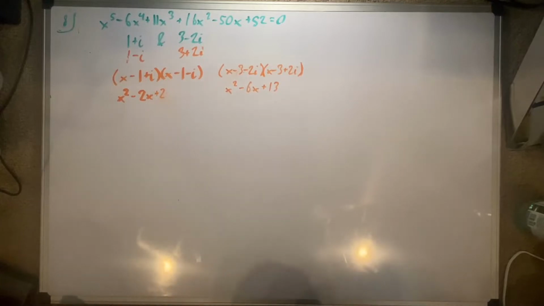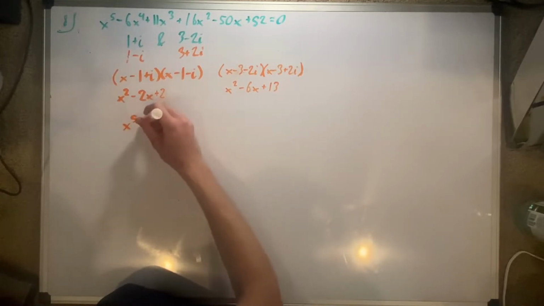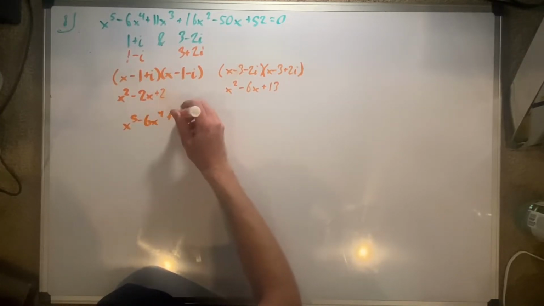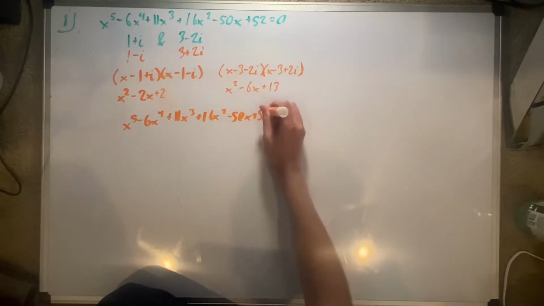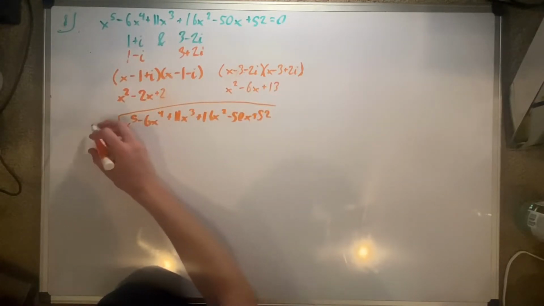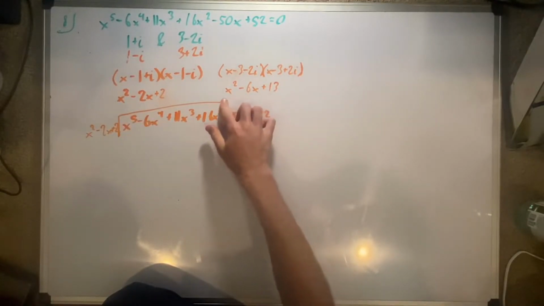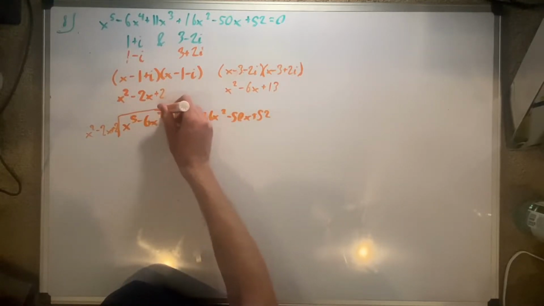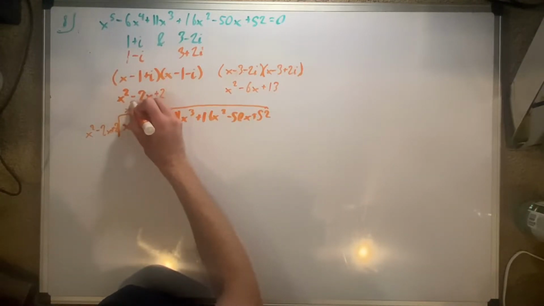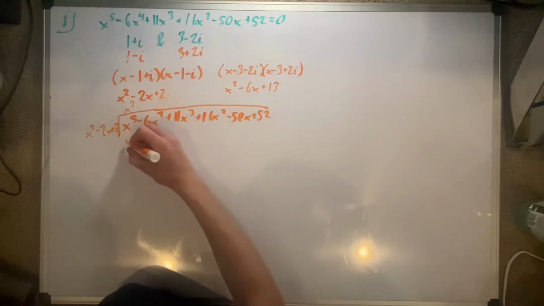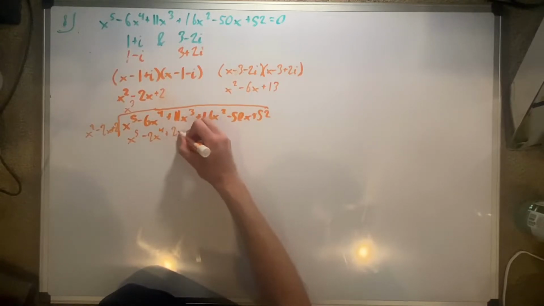So I'm going to do that other way, where we take this whole thing and divide it by one at a time. So we'll go x fifth minus 6x to the fourth plus 11x cubed plus 16x squared minus 50x plus 52, all under. And then we're going to go x squared minus 2x plus 2. Doesn't matter which one you do first, but I'm going to do this one because it has smaller numbers. So we're going to go x cubed because we need it to equal x to the fifth. So we're going to go like this, minus 2x to the fourth plus 2x cubed.